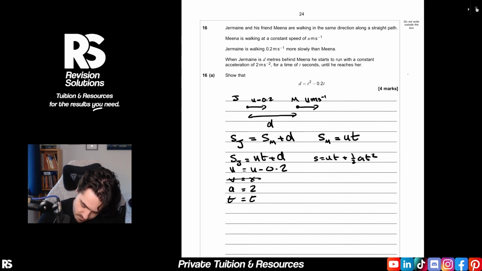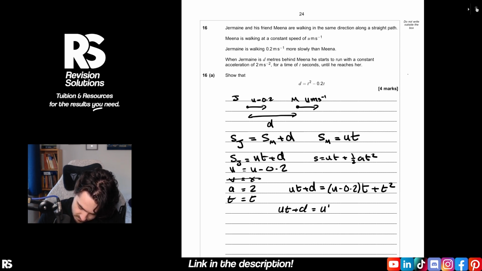And then plugging in what we know, we'd have ut plus d must equal our u, which is u minus 0.2, t, plus a half times 2, which is just 1 times t squared, so just plus t squared. And now if we expand this all out, we'd have ut plus d equals ut minus 0.2t plus t squared. And now we actually just have our result, because the ut cancels on both sides if we subtract it away. And then d would just equal, if I reorder the terms, t squared minus 0.2t.